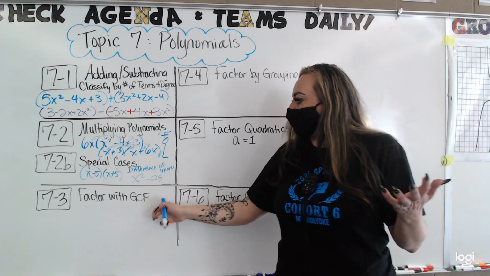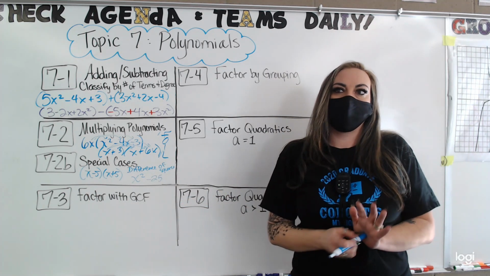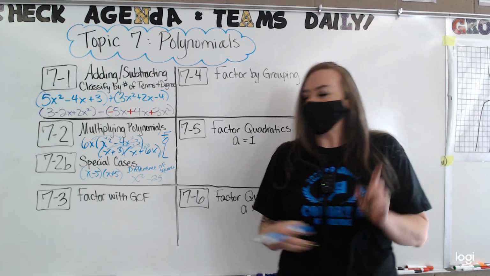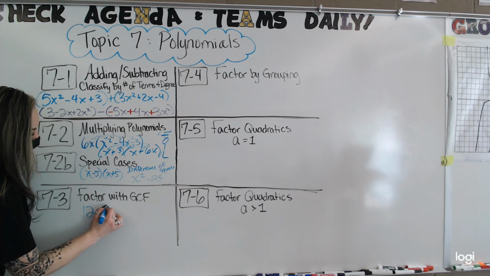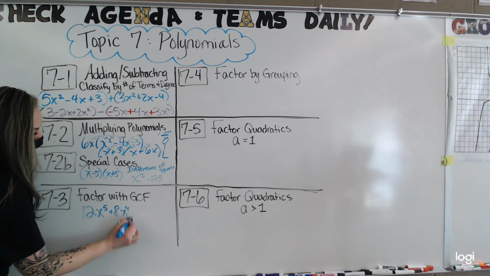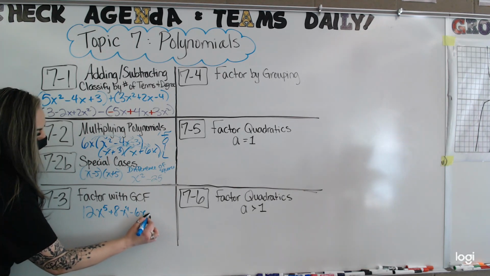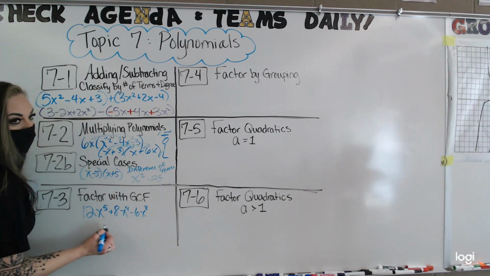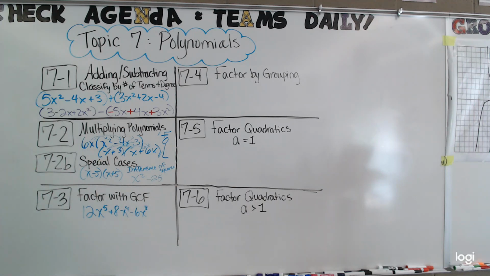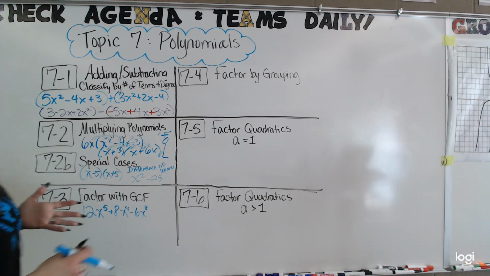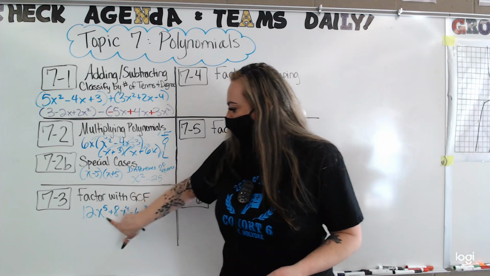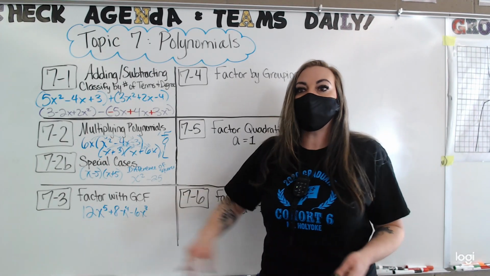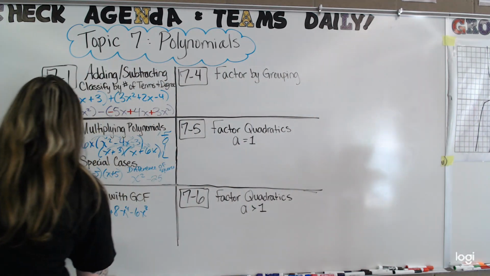Okay? How about factoring with greatest common factor? Landon. 12x to the power 5 plus 8x to the power 4 minus 6x cubed. All right, so they all share, so first we looked at the coefficients. Do they have a greatest common factor? Yeah. What is it? 2. Okay, so we can pull out a 2.